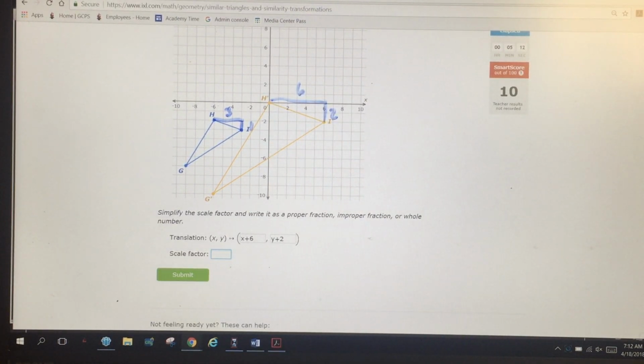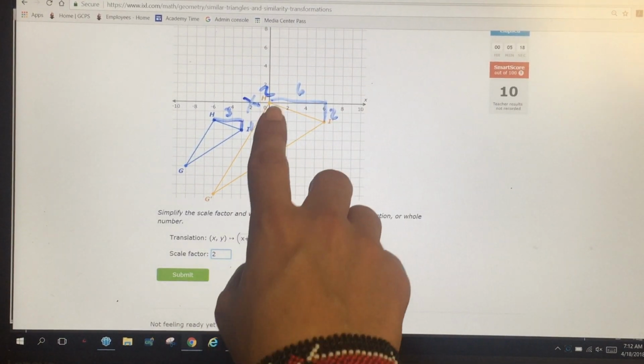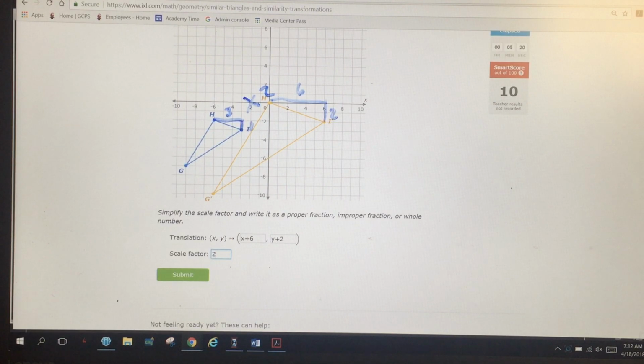So what happened to the numbers? It went from 1 to 2 and 3 to 6. So I just multiplied it by 2. So my scale factor is 2, because 1 times 2 is 2 and 3 times 2 is 6.